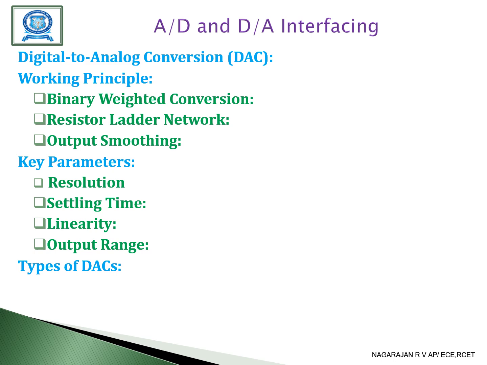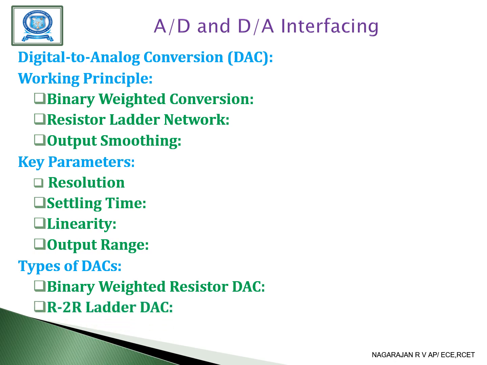Next, let us see the types of DAC. So first one is a binary weighted resistor DAC. It uses resistors with binary weighted values to produce the analog output. This type is simple and fast. Next one is the R2R ladder DAC.